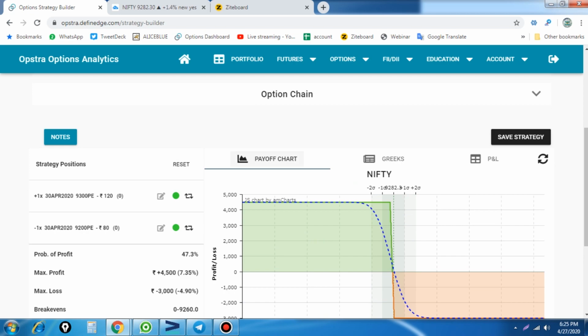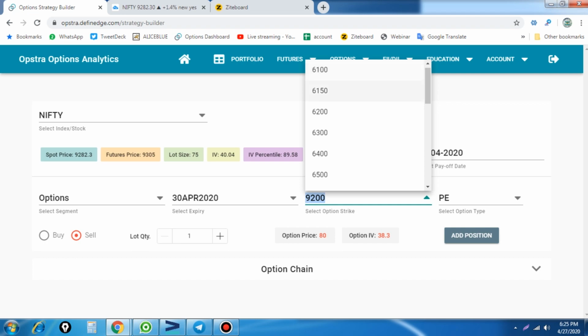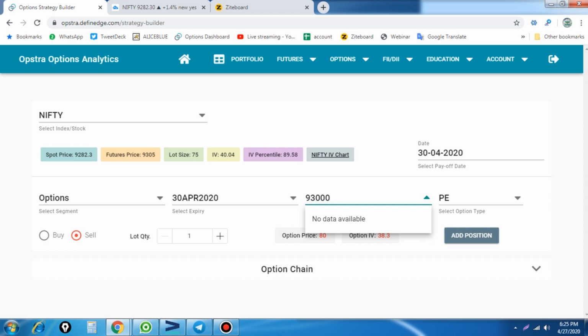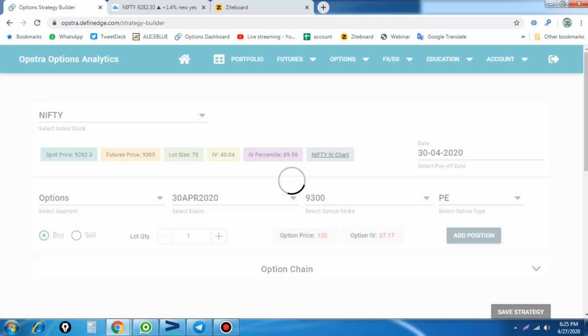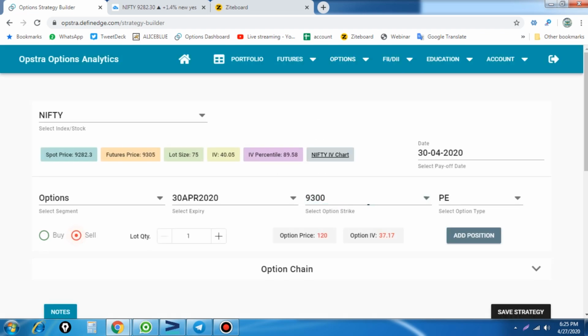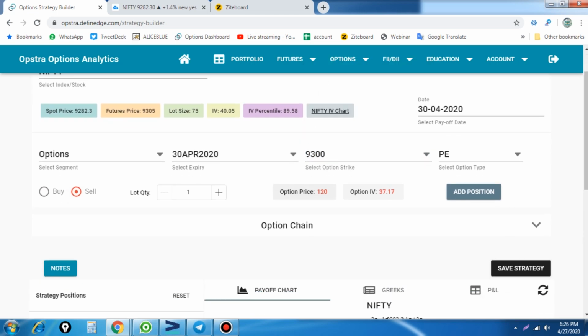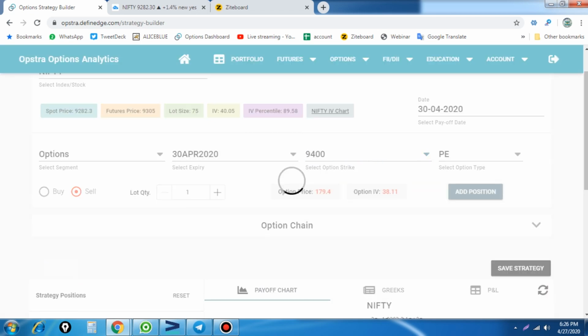So another strategy, the same thing which I am going to do with the higher options. Now I'm going to take 9,300 in the same strategy. So I'm going to do the 9,300 put, which I initially buy, and I'm going to sell 9,400, another option. Just a moment, how much risk and reward benefit and margin, what is the margin criteria, and everything we'll see.